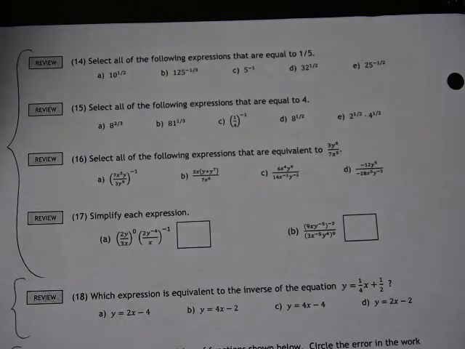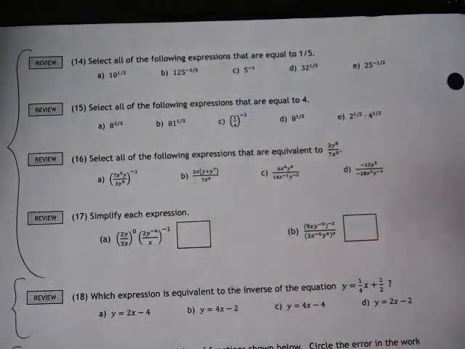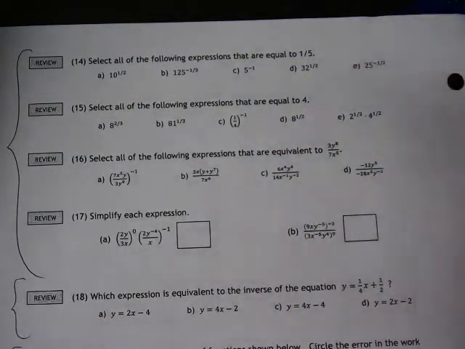This video is questions 14 through 17, which is properties of exponents. Select all of the following expressions that are equal to 1/5. So we're going to just evaluate each of these and then circle the ones that have a value of 1/5.